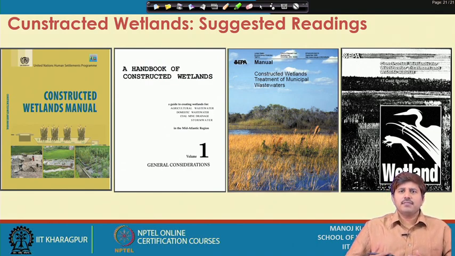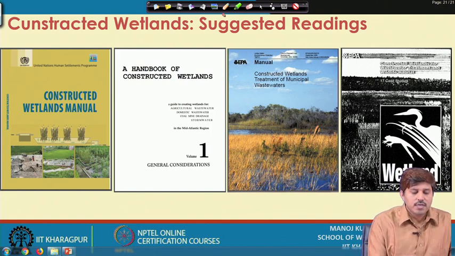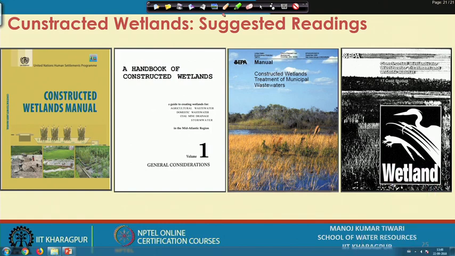There are a variety of wetlands installed across the globe, all nations will have them. India also has quite a few wetland systems. For further reading, you can refer to these manuals and books, most of which are available online. There is a constructed wetland manual, a handbook of constructed wetlands, and an EPA manual on constructed wetland treatment of municipal wastewater. This has various case studies combined, I think some 17 case studies are listed, and there is a lot of material available on the web on these wetlands. So for further reading, you can refer to these.